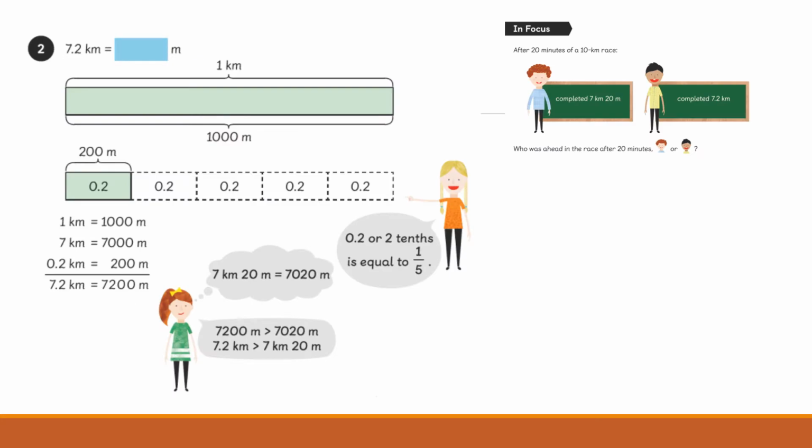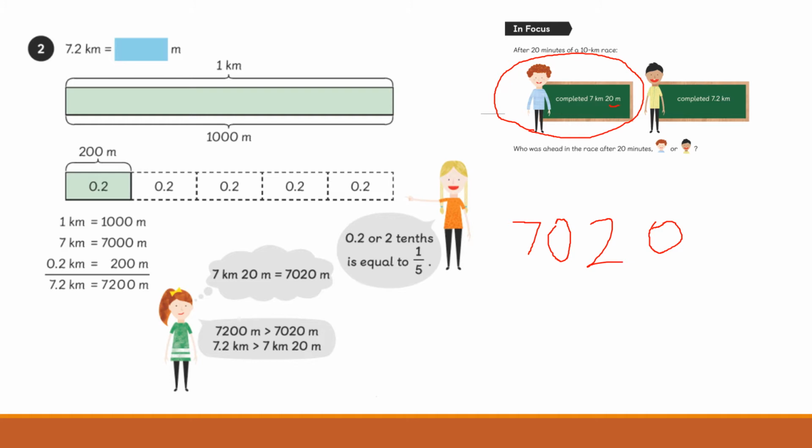So after taking this rule into consideration, we can work out this boy's distance ran so far quite easily, because 7 kilometers, 1 kilometer equals 1,000 meters, times 7 gives us 7,000, and we already have 20 meters here as well, so it's 7,020 meters. Okay, sorry, it's quite hard to draw on here. Right, now if we have a look at the other one, 7.2 kilometers, this one is a little bit more tricky.